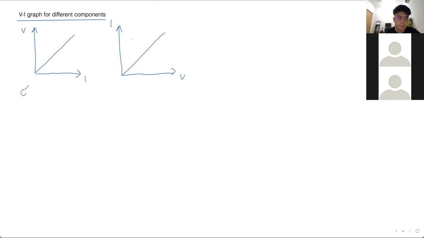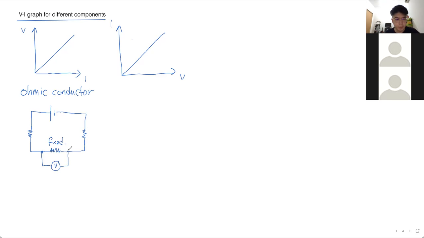Okay, what is an ohmic conductor? An ohmic conductor is a conductor that obeys Ohm's law, like your ordinary fixed resistor. They are all ohmic. Okay, you put it in a circuit like this. A normal resistor is ohmic. If you connect a voltmeter here, and you have an ammeter, you will get a graph like this. Doesn't matter whether you plot VI or IV, you get a sloping straight line.